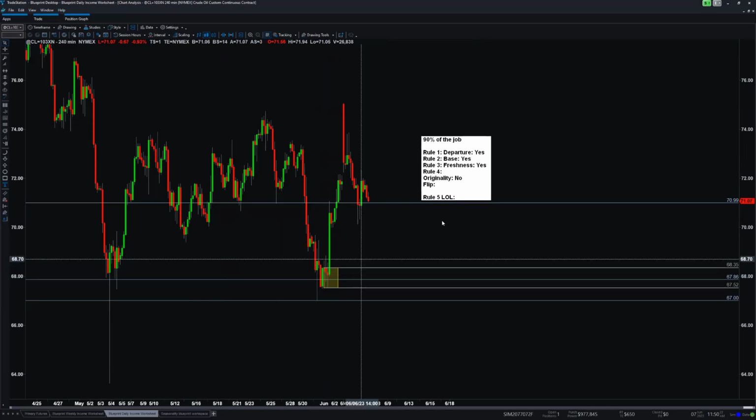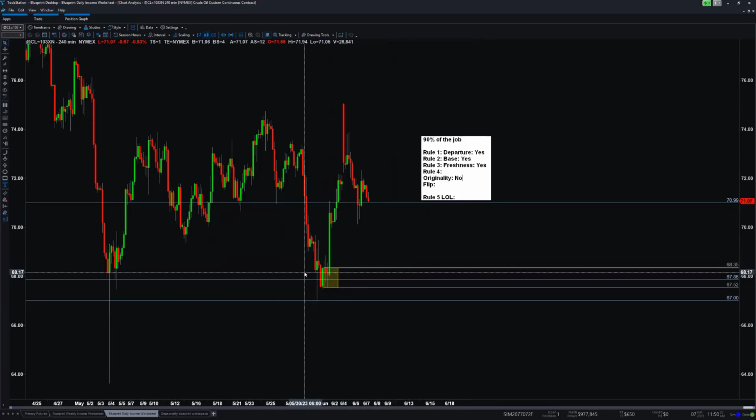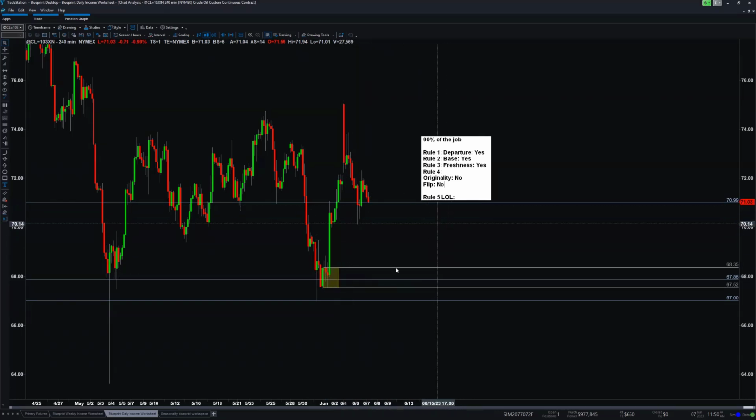Is it a flip? It's also not a flip, right? There's no supply on the other side. There's demand on the other side. And so it's also not a flip. But these two are not criteria that would overrule everything else. It would just be an additional odds enhancer, if you will, to add quality to our zones.